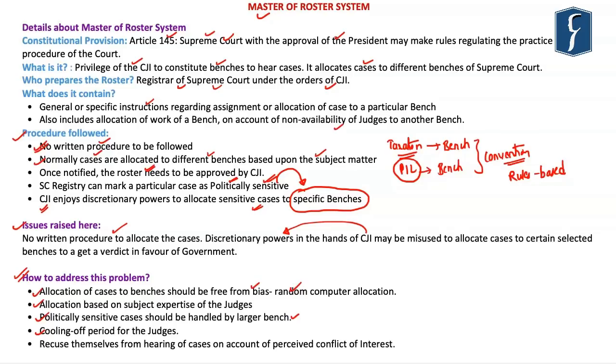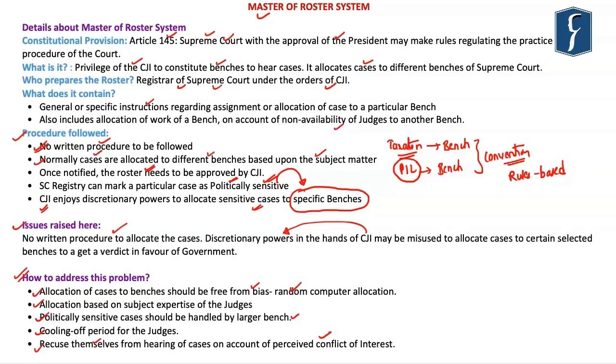Ideally, in order to handle this particular problem, there should be a cooling off period for the judges, wherein the judges should not be allowed to accept any kind of government post for at least 2 to 3 years upon their retirement. Apart from that, whenever the judges are hearing cases where they feel that there is a conflict of interest, then the judges should recuse themselves from hearing such cases.